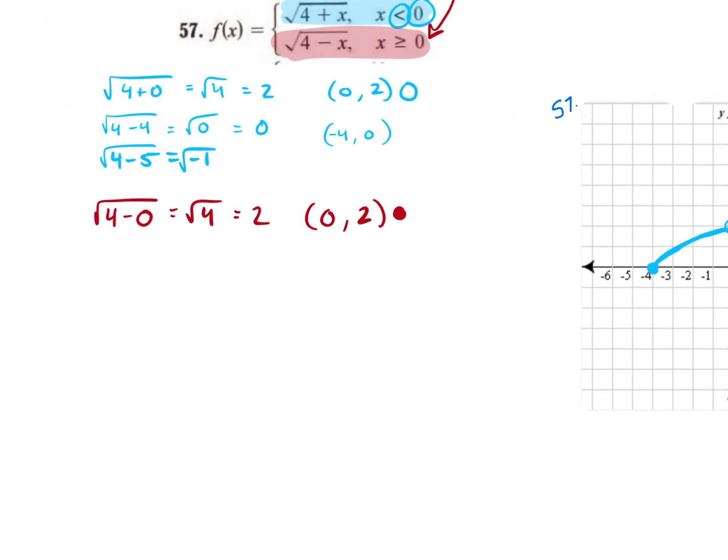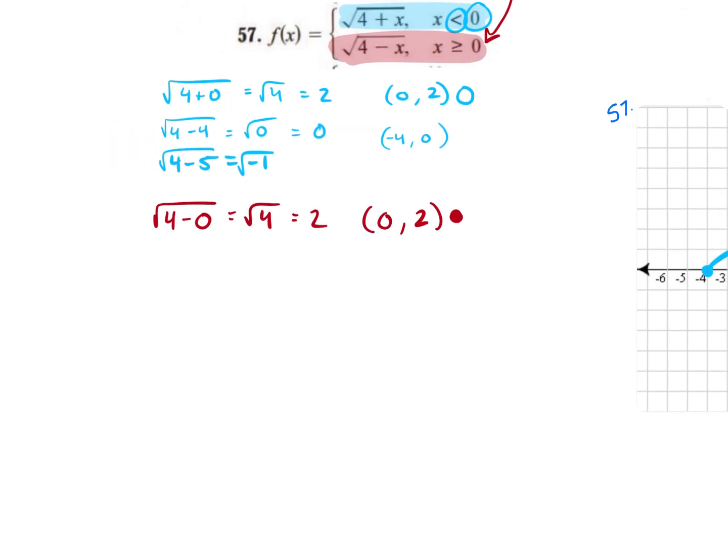Now let's be smart about the next number that we plug in. We have to plug in a number that's greater than 0. What's a good number to plug in? Let's see what happens if we plug in 5. We have 4 minus 5, which would be negative 1. So could I plug in 5? No, it does not work.